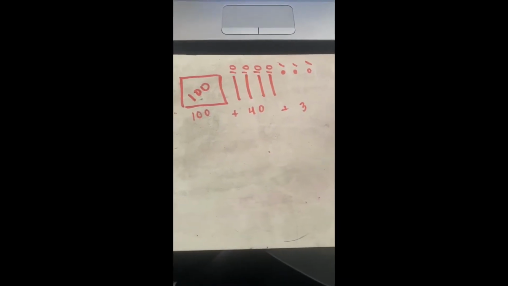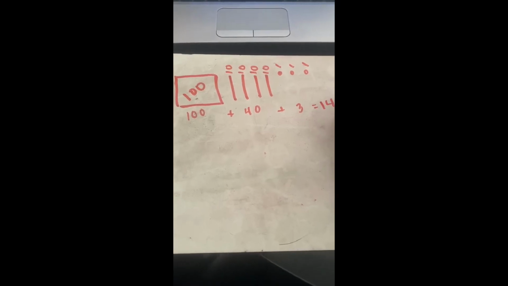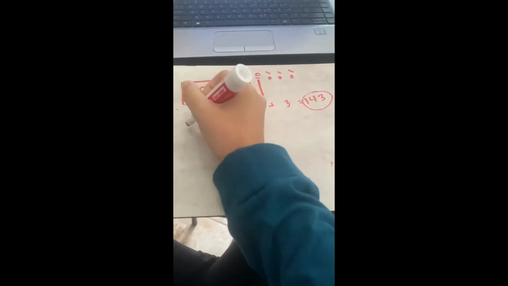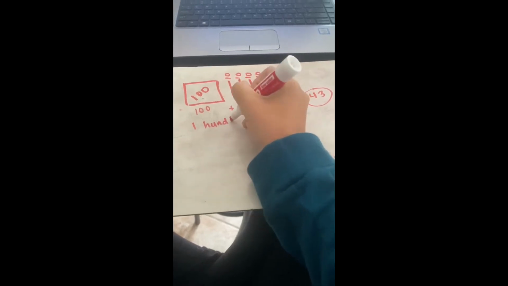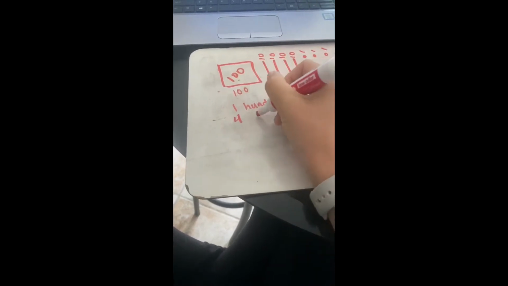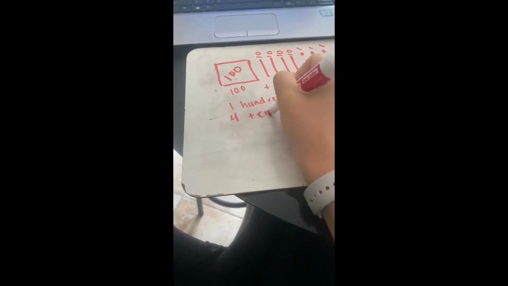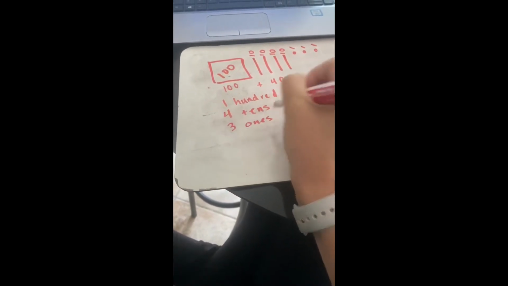What total number do I have? Oh, sorry, right here. 143. How did I create 143? I did that by using 100. I did that by using 4 10s. And I did that by using 3 ones. Okay.